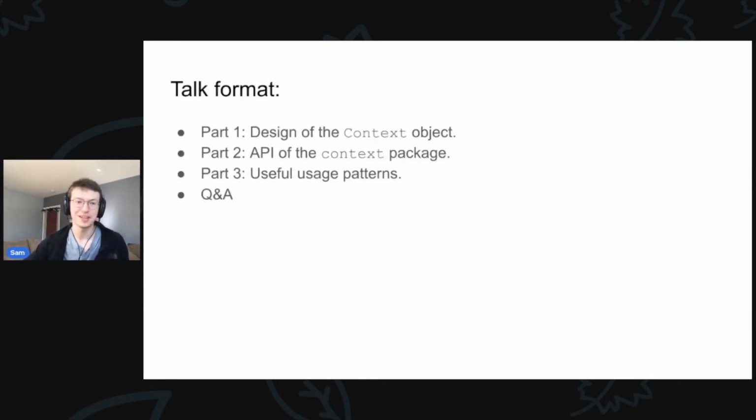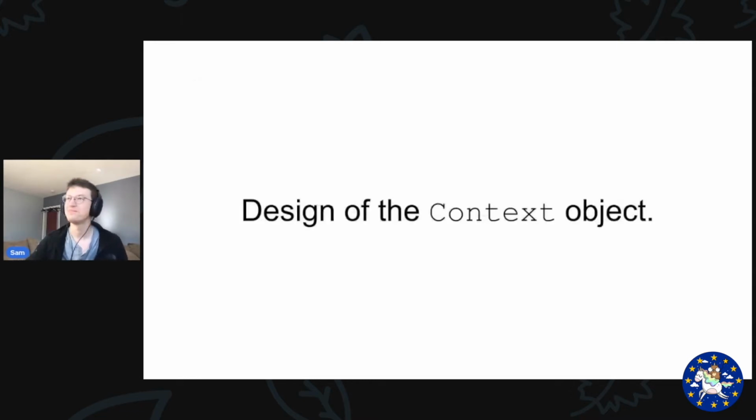I'll try and go fast here since we're a little over time. This talk is 3 parts. First is the design of the context object. Second is the API of the context package. And third are a handful of useful usage patterns, certainly not an exhaustive list, but maybe some things you might recognize in your own code bases. And then a little Q&A hopefully at the end or in the breakout session.